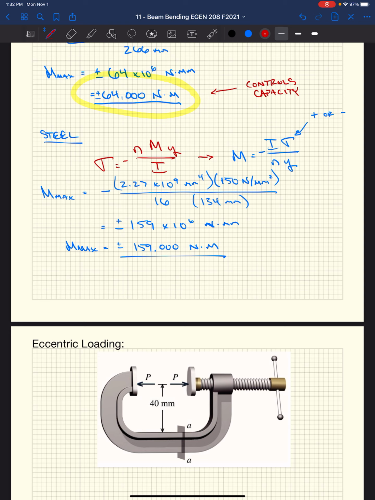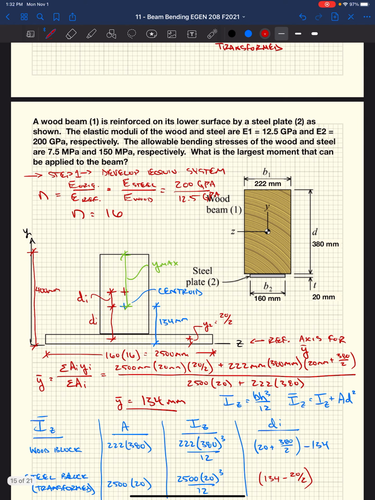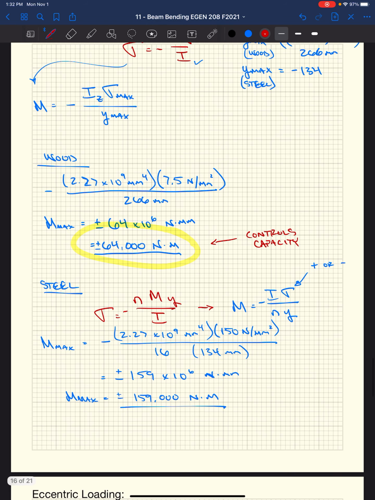So we could put 64,000 Newton meters on this cross section without exceeding the allowable stress in the wood. The steel is going to be way fine, right? We can handle over double that, okay? But if you go over our 59,000, is it 59,000? 64,000, we would then fail the wood, right? Our allowable stress would be exceeded. So our answer would be 64,000.